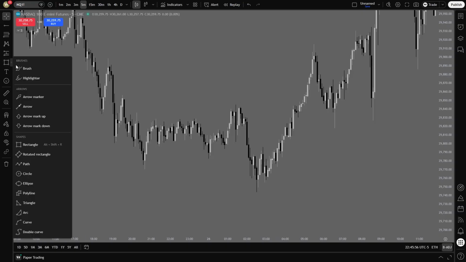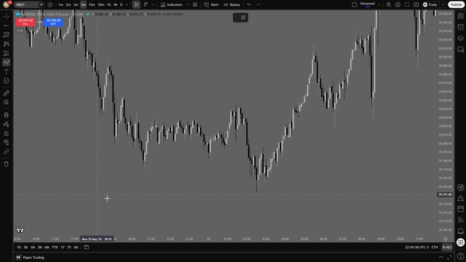What we're going to do, come over here to the left, grab our path tool. Boom, right here. This sideways movement, that's going to be our accumulation. So a sideways movement kind of comes down a little bit, doesn't sweep out this low. Sideways movement comes up, doesn't sweep out this high. Finally get a drop down lower, sweeping out this low.